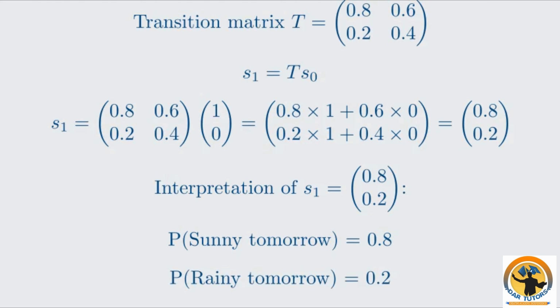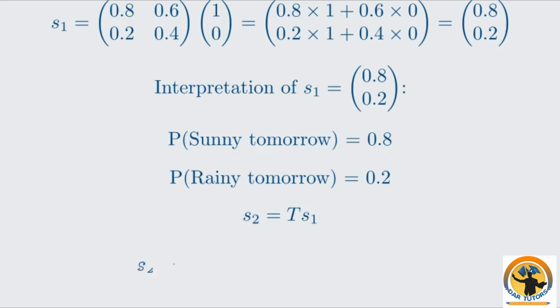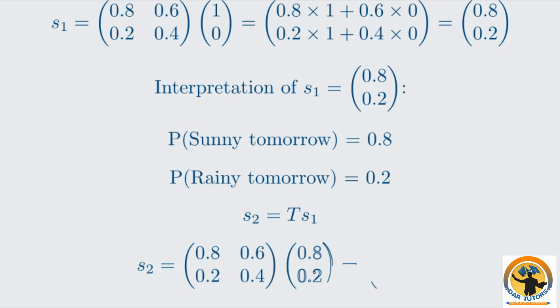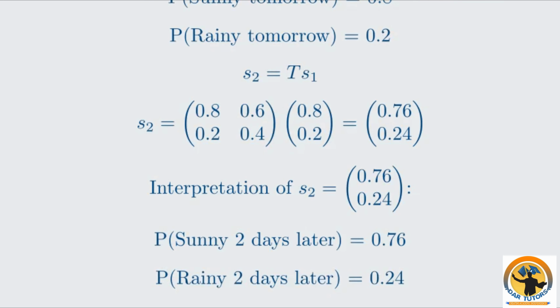Now, what about the day after tomorrow? That's time step 2, so we're looking for S sub 2. We apply the same logic. To find S sub 2, we multiply the transition matrix T by the state matrix at the previous step, which is S sub 1. Plugging in the numbers and doing the matrix multiplication, we get S sub 2 equals 0.76, 0.24. This means that 2 days from now, there is a 76% chance of sun and a 24% chance of rain.